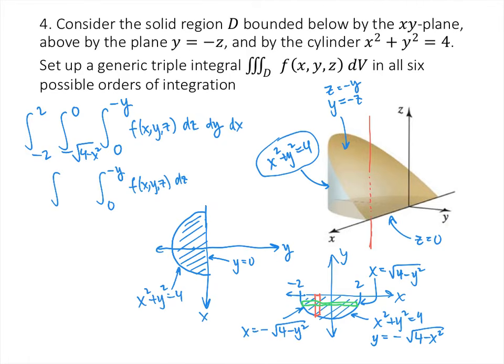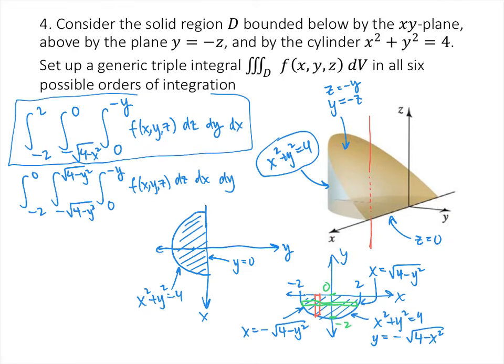So those are the bounds on my dx integral, plus and minus the square root of 4 minus y squared. And then y goes from negative 2 up to 0. So those are the bounds on my dy integral, negative 2 to 0 dy. So those are 2 of my 6 answers that I want for this question.